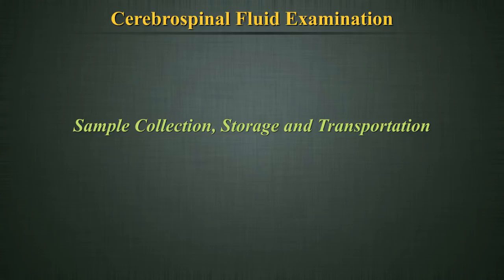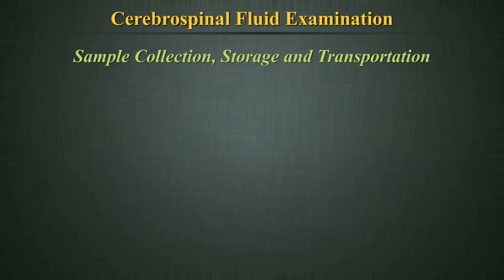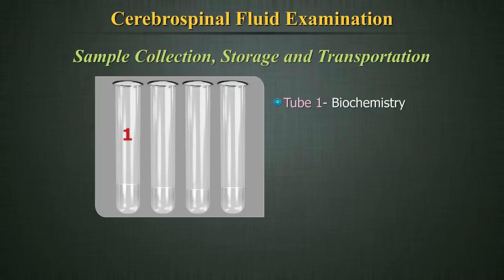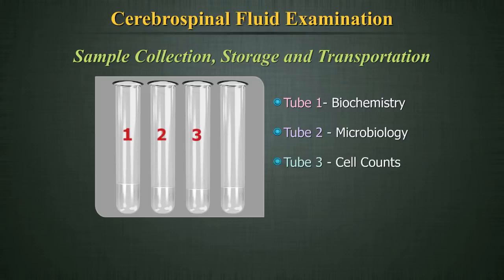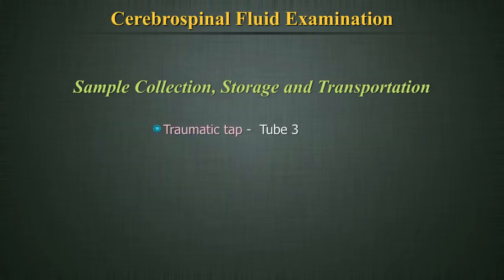Typically, 3 to 4 tubes are drawn. Tube 1 for biochemistry, Tube 2 for microbiology, Tube 3 for cell counts, and Tube 4 for cytology. In a traumatic tap, Tube 3 must be used for maximum tests. Never use Tube 1 for microbiology as it will have contamination with skin bacteria.